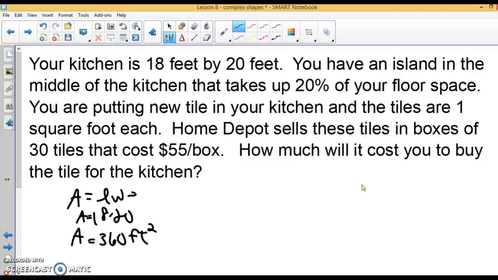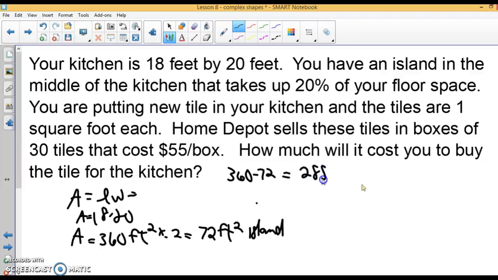However, we've got an island that takes up 20% of that. So, 72 square feet is the island. We want to get rid of that. So, 360 minus 72 gives you 288 square feet. That's how much we need to tile, because we're not going to tile under our island. Well, this is an easy part. The tiles are 1 square foot each. So don't I need 288 tiles?